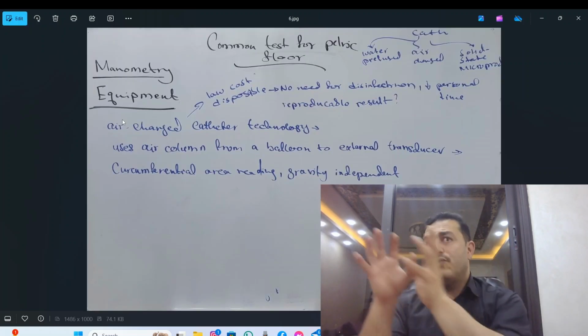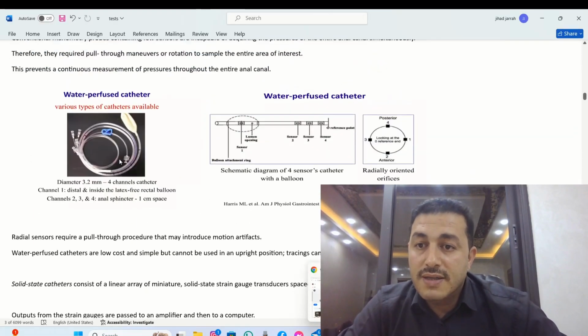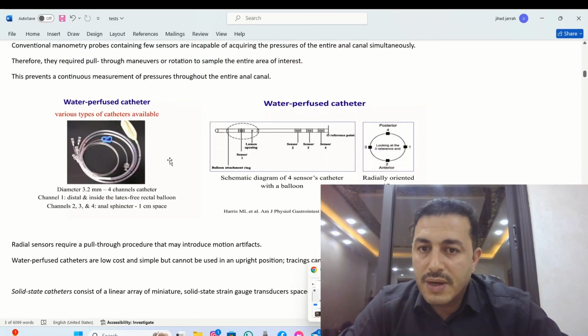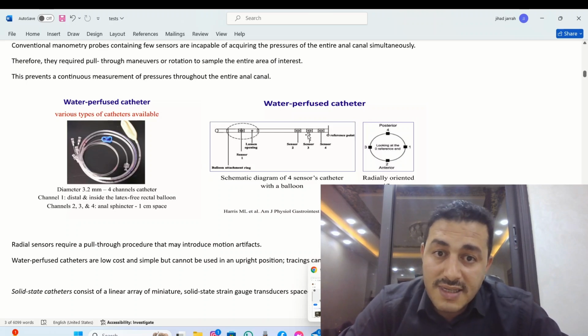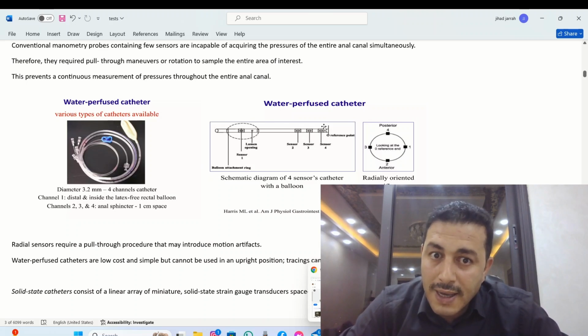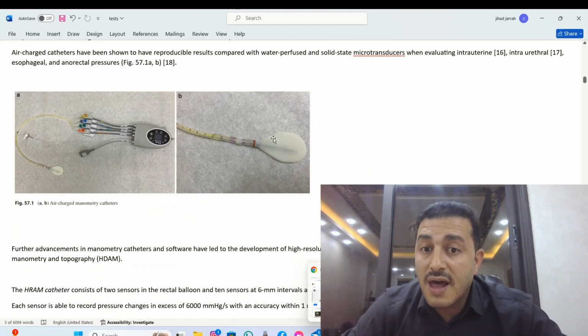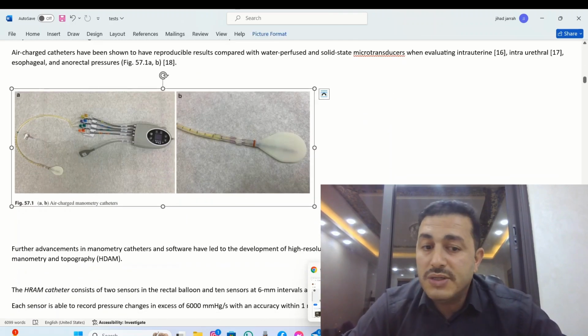Air charge, one of the conventional ones. I think we have a picture for air charge. This is water perfused. Here we have a sensor, this sensor for the rectum, these sensors in the anal canal. Here we have a balloon, and here also we have a small balloon. And here you see how the sensors are radially oriented. This is, I think, the air charged manometry.